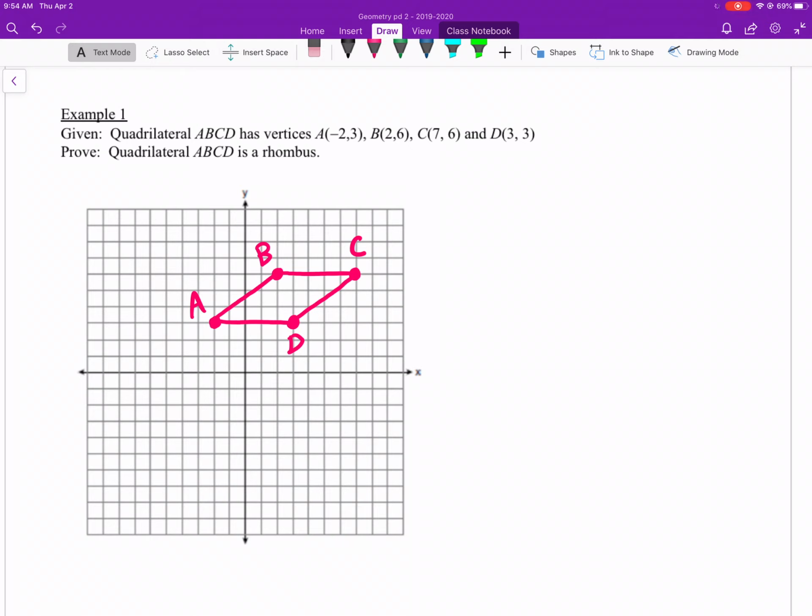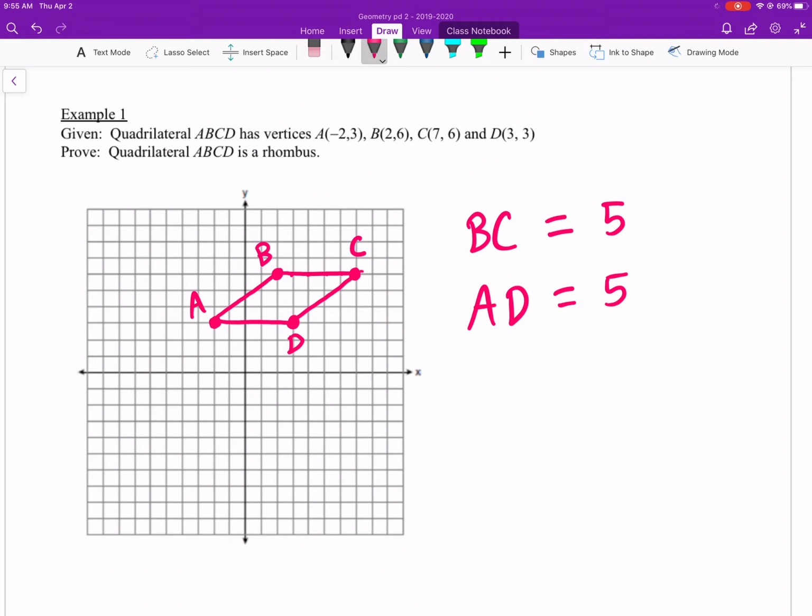Quadrilateral ABCD has vertices A(-2, 3), B(2, 6), C(7, 6), and D(3, 3). Prove this quadrilateral is a rhombus. So what we're going to do, we're going to show all 4 sides are congruent. For BC, the length of BC and the length of AD, those are very simple. You can just count the boxes because that's just a straight horizontal line. So count the units. For BC would be 1, 2, 3, 4, 5, and AD 1, 2, 3, 4, 5, a length of 5. Usually it won't be like that, but for example 1, not so bad.